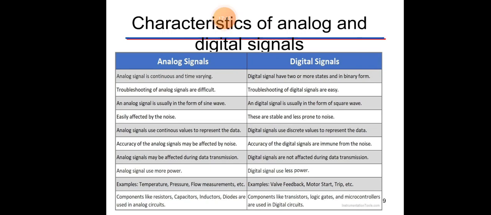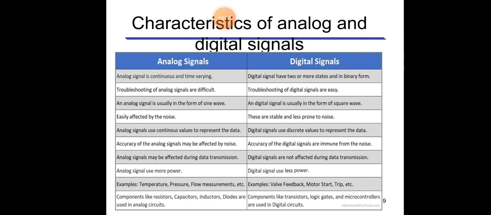Fifth point says that analog signals use continuous values to represent the data, and digital signals use discrete values to represent the data. Okay, as analog signal is a continuous wave, it means the values are in continuous form which are represented on the sine wave.